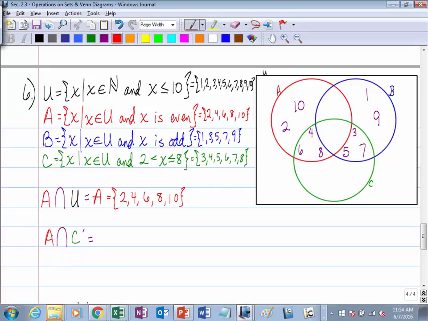What about A intersection with C prime? So things that are in A, but are not in C. 2 and 10.